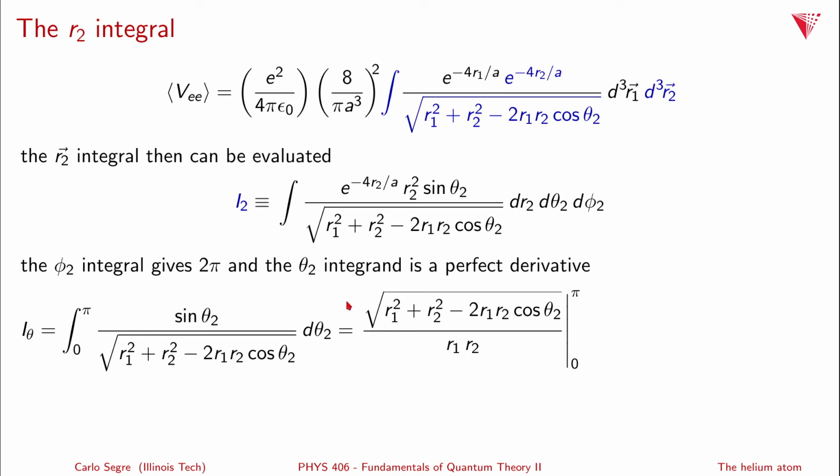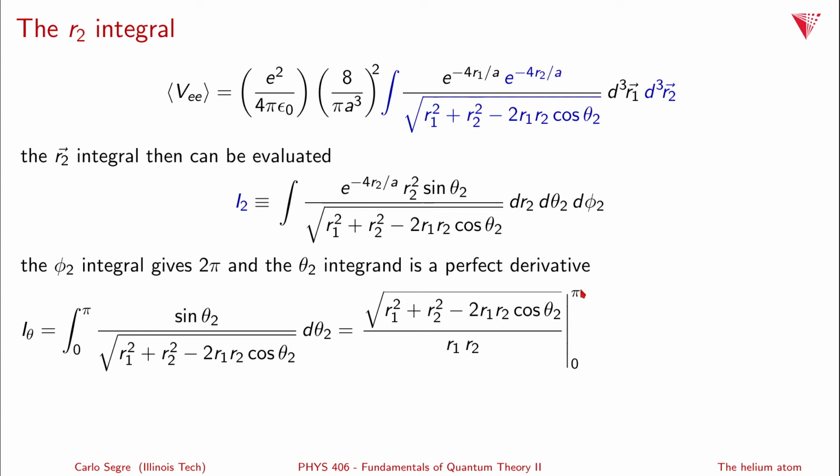Because if we take the derivative of this, we get the 1/2 from the square root. We then get, from differentiating what's inside the square root, 2 r1 r2 times sine theta. And this goes in the bottom. So you can see immediately that this integrates out to exactly this function. And this is evaluated from 0 to pi.